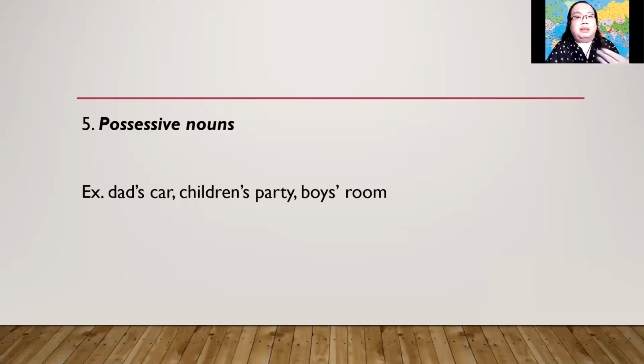If the noun is plural, for example, boys, like what we have here in the example, you just add an apostrophe. So let me read the examples. Dad's car, meaning the car belongs to dad. Children's party, the party is intended for the children. And boys' room, that room is actually for the boys.